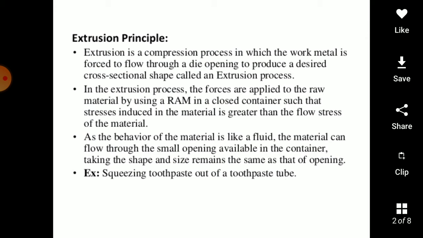In the extrusion process, the forces are applied to the raw material by using a ram in a closed container such that the stress induced in the material is greater than the flow stress of the material. As the behavior of the material is like a fluid, the material can flow through the small opening available in the container, taking a shape and size the same as that of the opening. An example of extrusion is squeezing toothpaste out of a toothpaste tube. It is just like that.